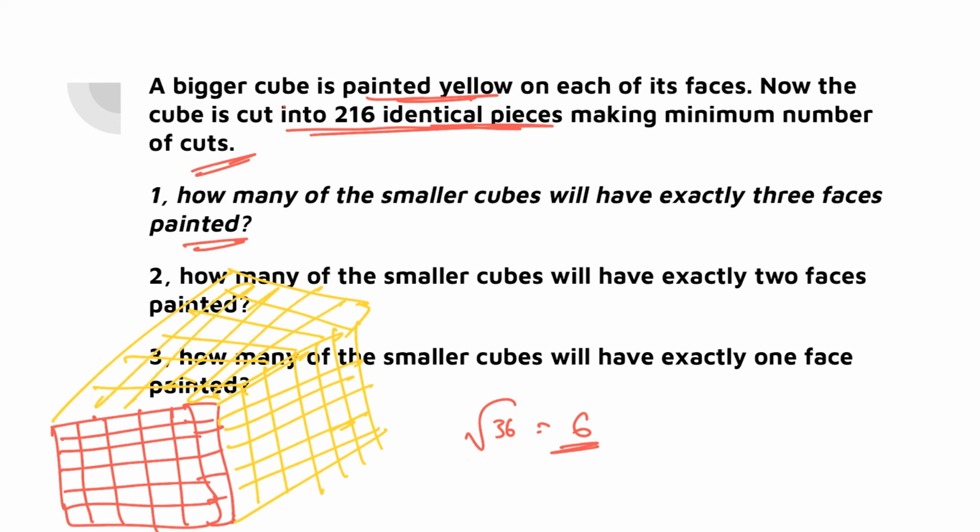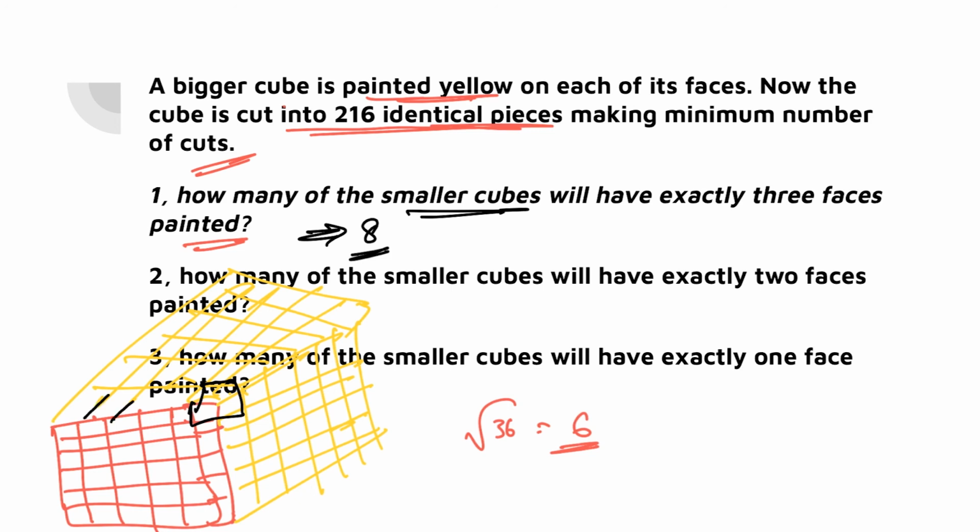At corners, every cube will have 3 faces painted. So totally we have 8 corners. And the smaller cubes which will have exactly 3 faces painted is 8. And this doesn't change for any number of pieces the dice is being cut. And how many smaller cubes will have exactly 2 faces?